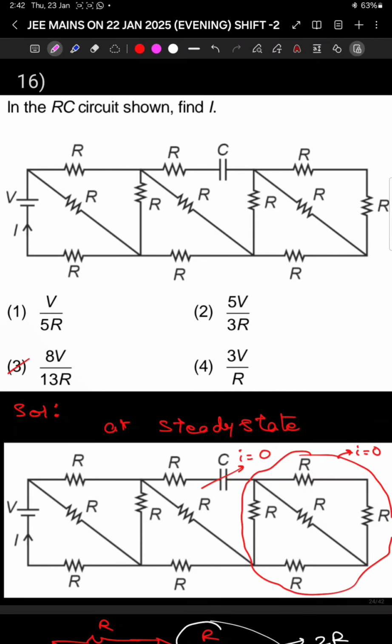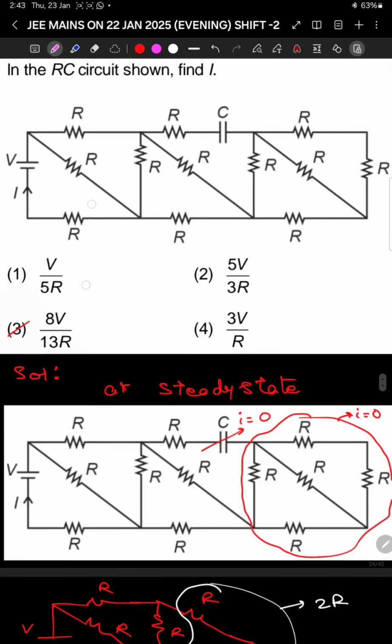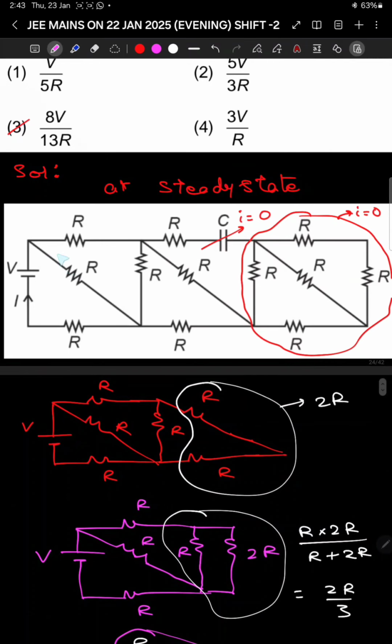Next, it's a CR circuit in current electricity. Here in steady state, current through the capacitor becomes 0. At steady state, current through the capacitor will be 0. When there is no current through the capacitor, due to this open circuit, in this part no current flows because no source of battery was there. Here current flow won't be there. So then this circuit simply becomes like this. Only this part will be there, the remaining part.